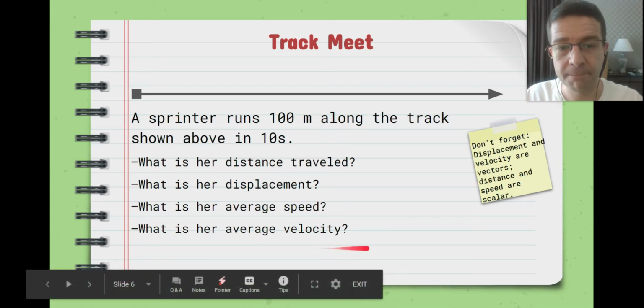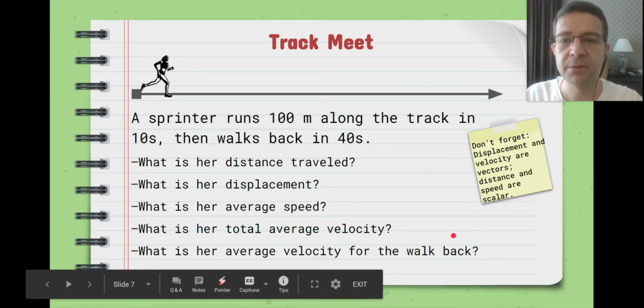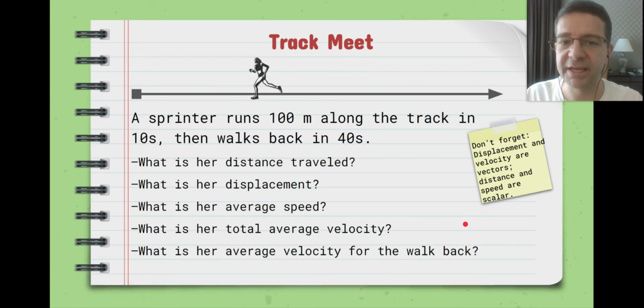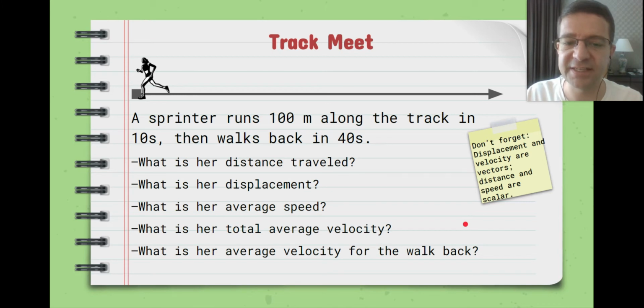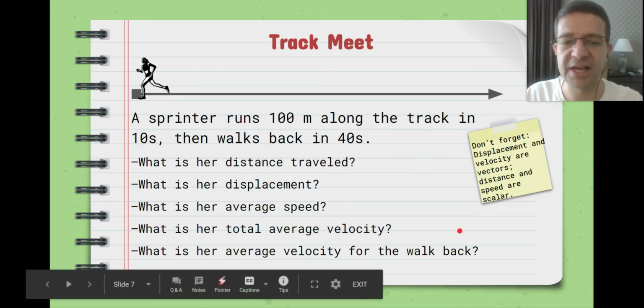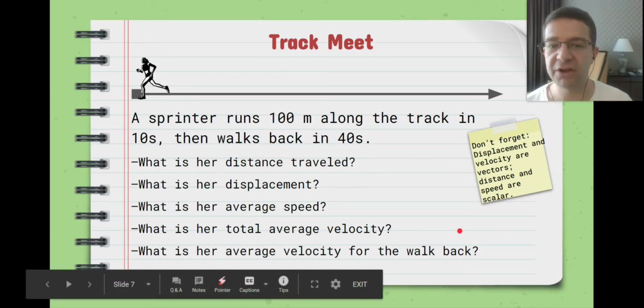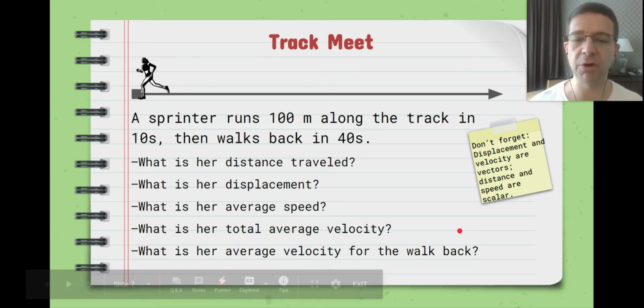Not so hard. Consider the next situation. So now we have the sprinter running 100 meters along the track in 10 seconds, and then slowly walking back over 40 seconds. Now, considering that whole 50-second time, what was her distance traveled, displacement, and average speed, along with her total average velocity? And finally, what's her average velocity for the walk back? So pause the video again, try to answer those questions, and we'll go over them in a moment.